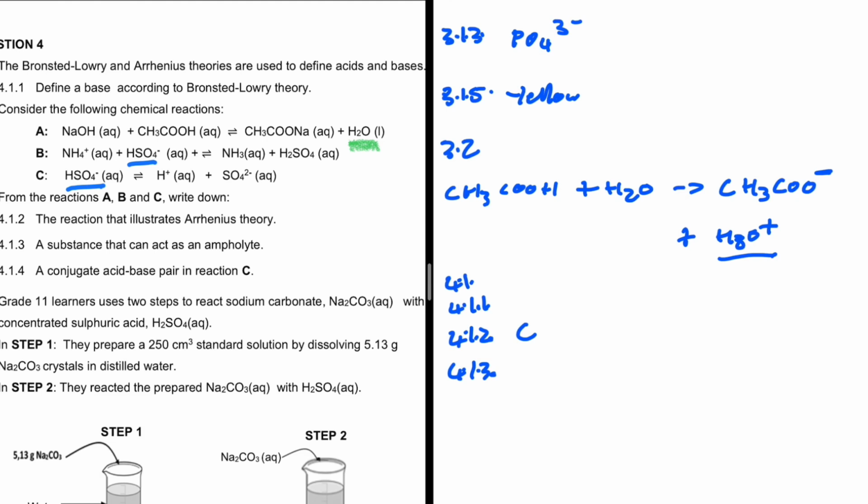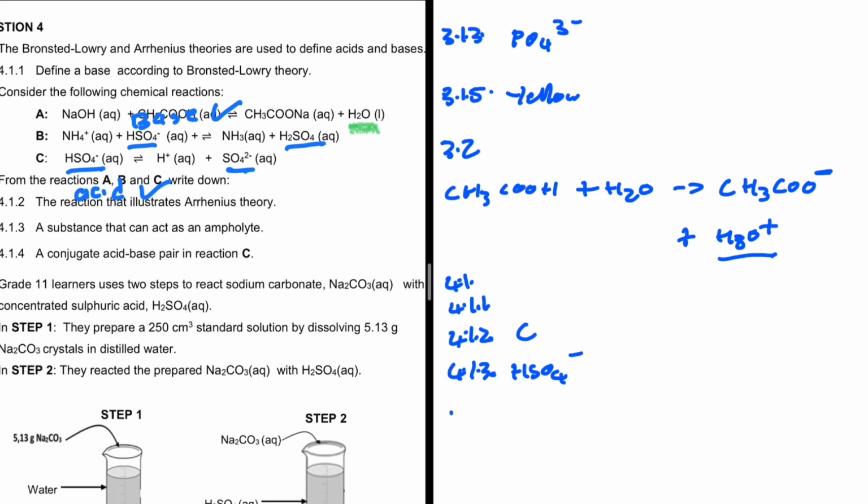So in reaction B, it accepts a proton to become H2SO4. So if it accepts, then it is a base in reaction B. Okay, and then in reaction C, it donates a proton to become SO4 2 minus. So it is an acid in reaction C, I meant. So it is acting as both an acid and a base. And then 4.1.3, the answer is therefore HSO4 minus, because clearly in B it is acting as a base, and then in C it is acting as an acid. Okay, and then 4.1.4, a conjugate acid-base pair in reaction C.